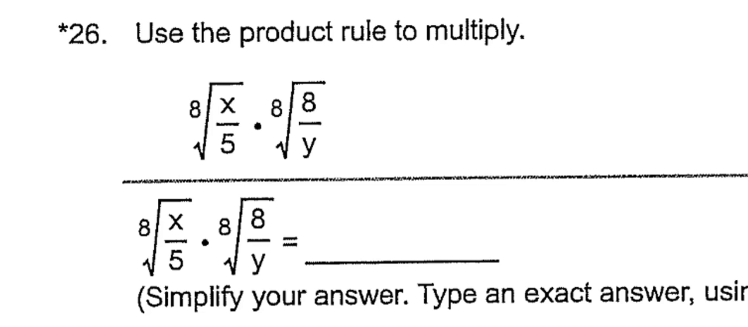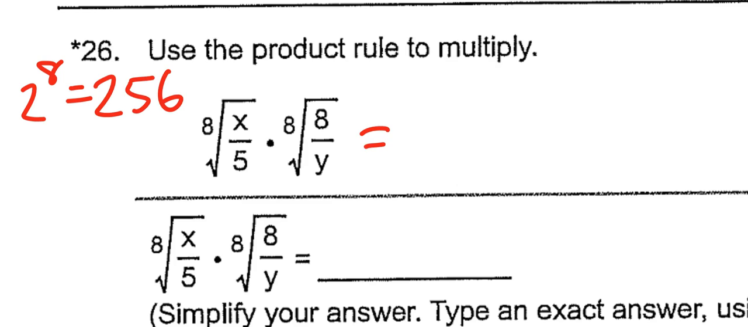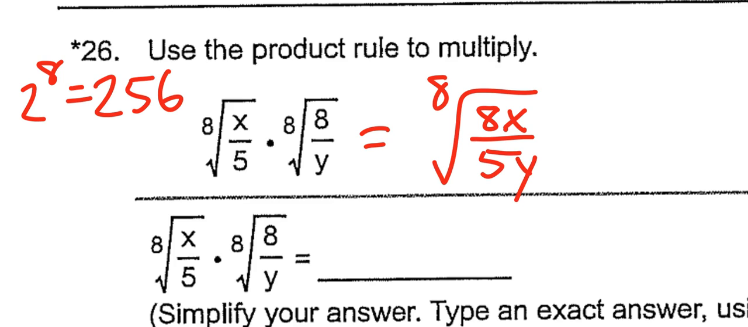Let me write out a couple perfect 8ths for you, or at least one. What's 2 to the 8th power? That's 256. That's the first perfect 8th there is. So when you multiplied these, what'd you get on the top? 8x. Does 256 go into 8? Nope. Leave it the same. And then you've got 5y. So you've already decided 256 won't go into 8 and it won't go into 5.